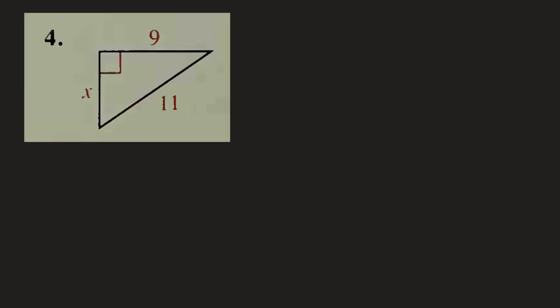Okay, so here's another one. Things have been switched up a little bit because we're no longer solving for the hypotenuse in this case. We're solving for one of the legs. So I'll show you how that works. We have A squared plus B squared equals C squared. I start like this.